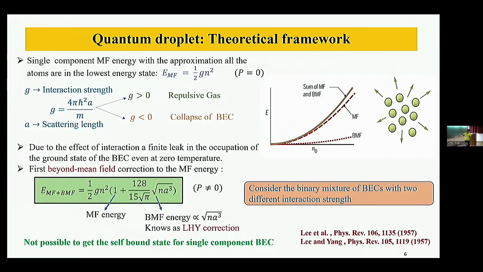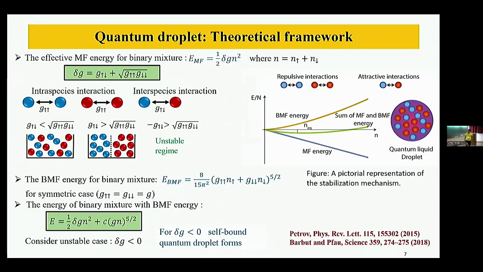And here we have shown how the energy goes when we have a different sort of interaction. But once we consider the binary gas, then we have the intraspecies interaction and interspecies interaction. So this is a condition through which we get the miscible gas. This is a condition where we get immiscible gas. And in this condition, we have the unstable regime. So mean field theory predicts that this region is unstable.